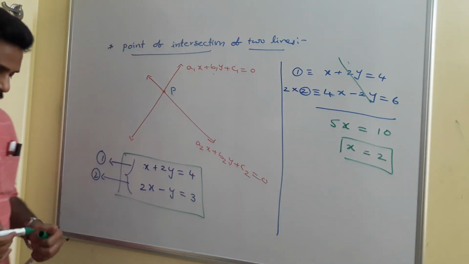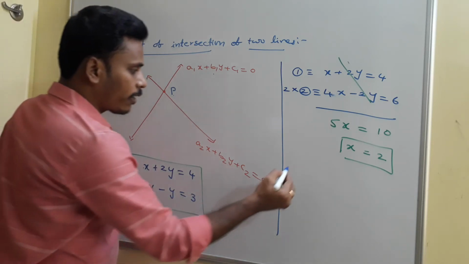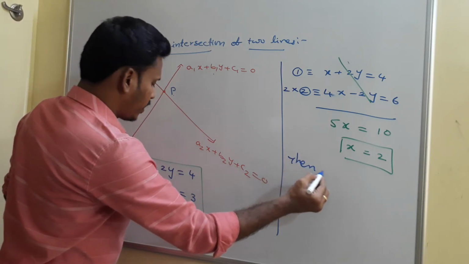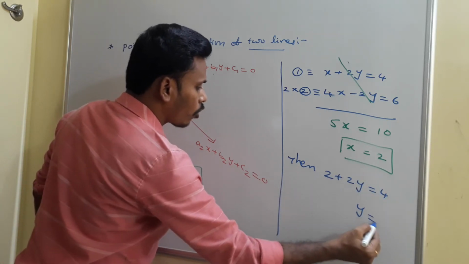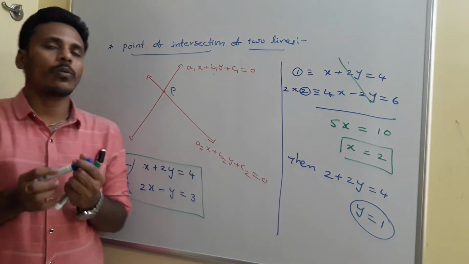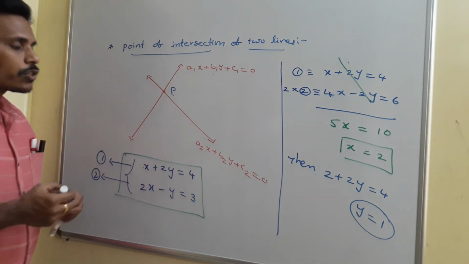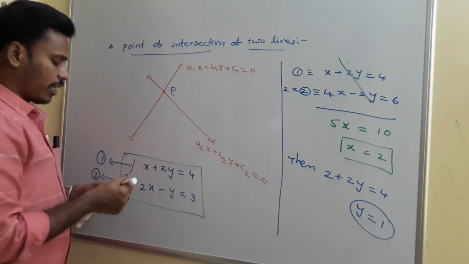And after having x, you just replace that x in any one of these two equations. Then what you will get? x is 2, so 2 plus 2y is equal to 4. If you solve, you will get y is equal to 1. So x is equal to 2 and y is equal to 1 is the solution, the common point of intersection for the given two lines.